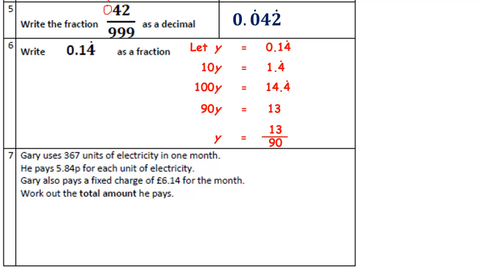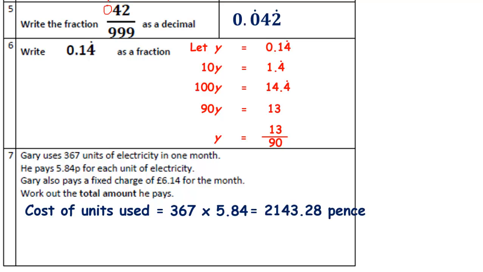Question 7 has a bit of a twist in it. It says Gary uses 367 units of electricity in 1 month. So you don't need to do a subtraction or anything like that there. He pays 5.84 pence for each unit of electricity he uses. So I need to times the number of units he uses by 5.84.